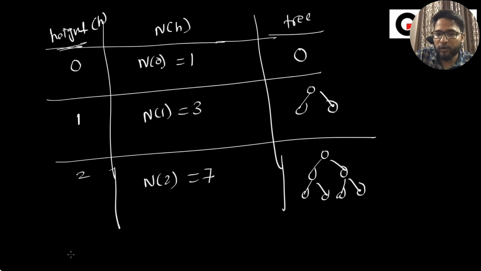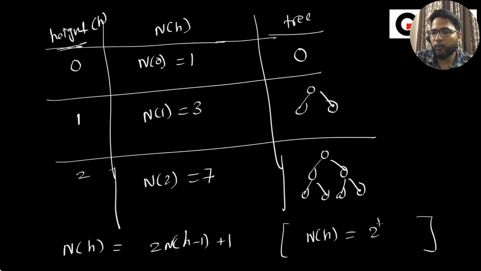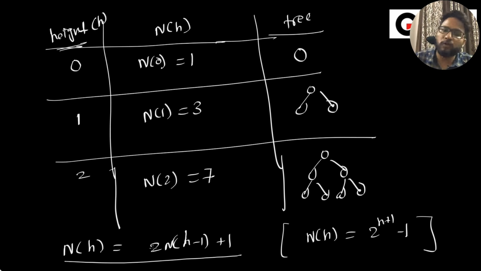But I also have a formula which says nh equals 2 into nh minus 1 plus 1. This is a recursive formula, and I know the answer from the earlier derivation, that nh should be 2 power h plus 1 minus 1. Let me solve this formula. We will see how to solve these formulas in the algorithms part, applying substitution, Master's theorem, and these things. But for now, we can just unroll this and find the formula for nh.